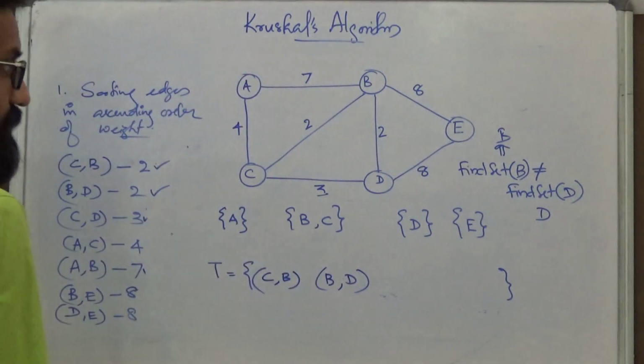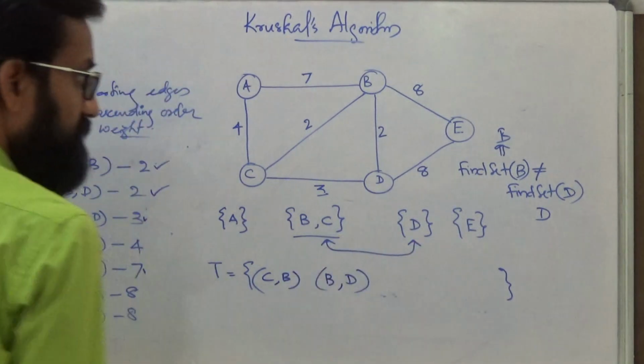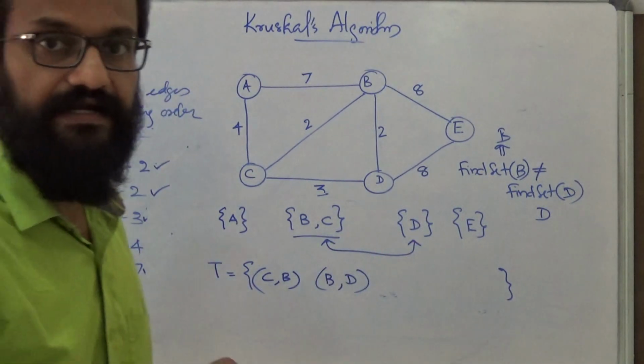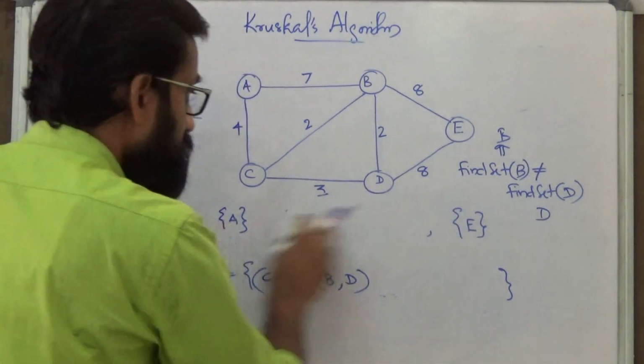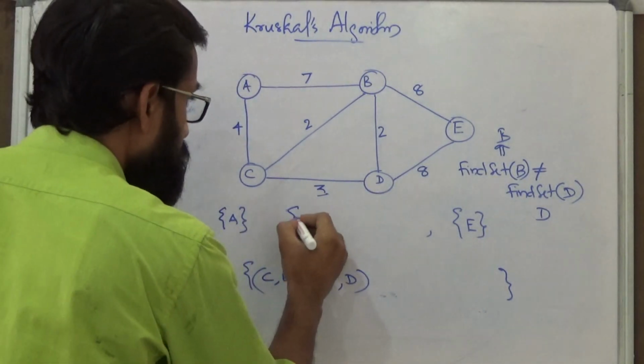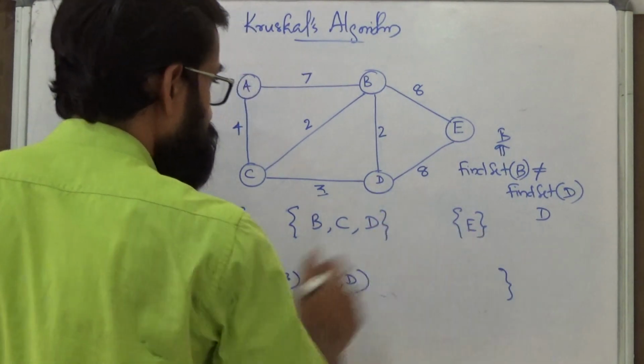So while adding BD, you have to take union of these two sets, or take union of sets containing B and D. So you will be having B, C, D.